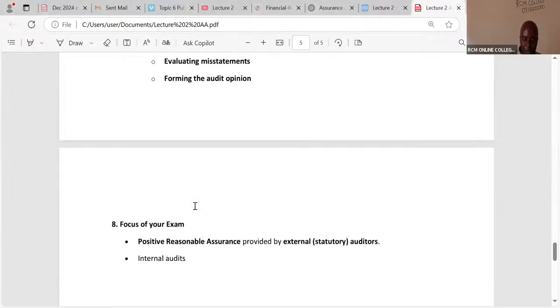I will be able, ladies and gentlemen, to bring this to your attention, because there is a whole chapter which talks about materiality. So for you, focus in your exam as you study: you must be able to know this positive reasonable assurance provided by external statutory auditors. And then, of course, you shall be able to look at the internal audits. As an internal auditor, there is the kind of assurances that you shall be providing.